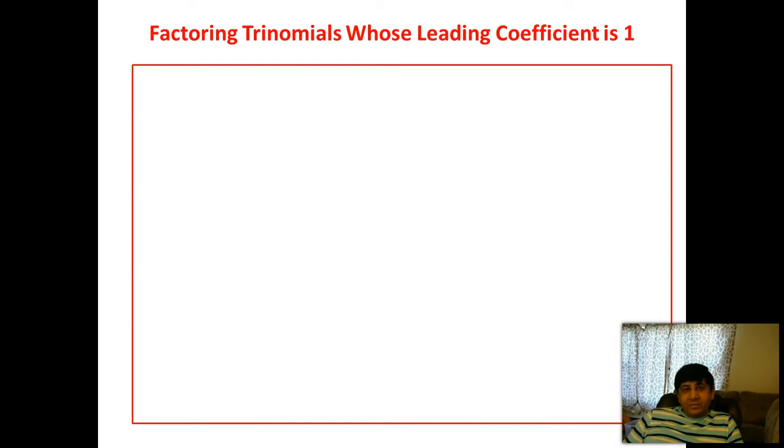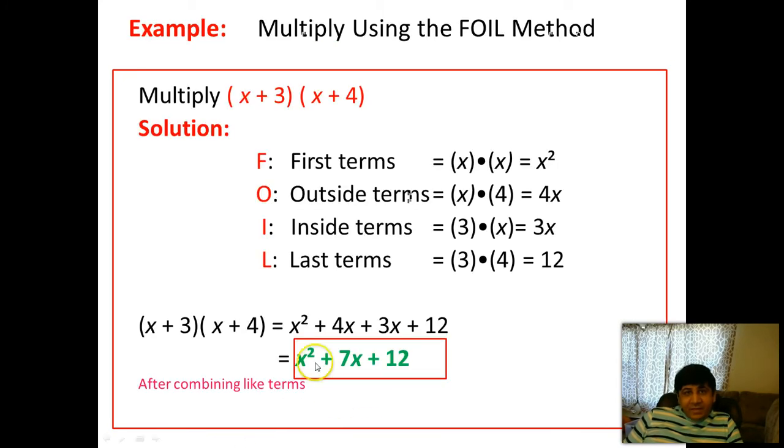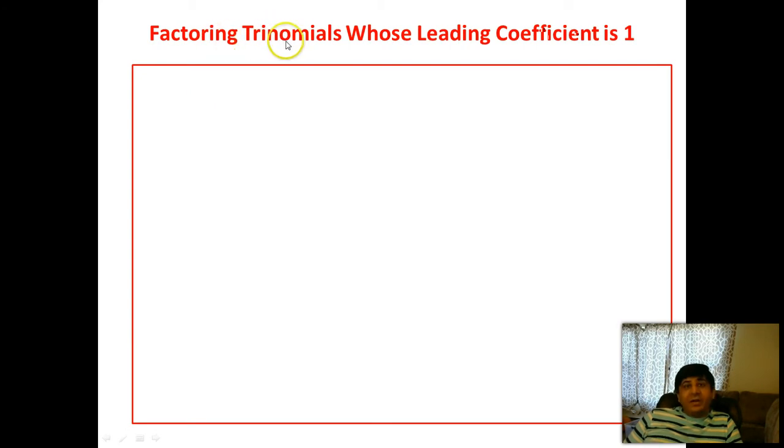Factoring trinomials. Going back, if the expression has two terms in it, it's a binomial. Since this one has three terms in it, it is called a trinomial. That's what I'm talking about here: factoring a trinomial whose leading coefficient is 1.